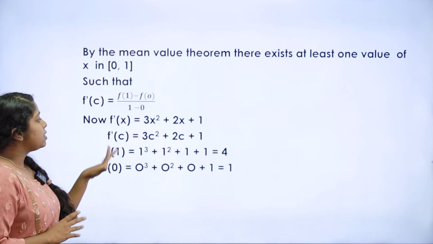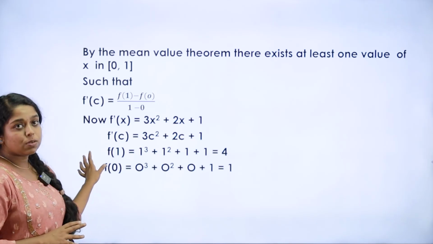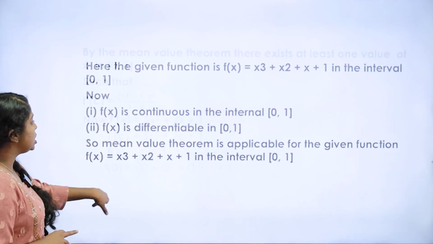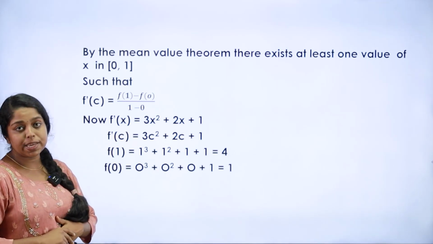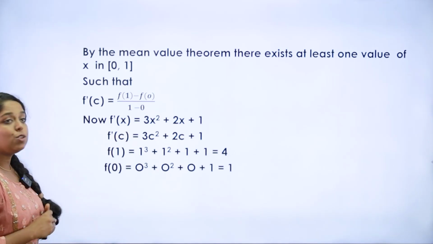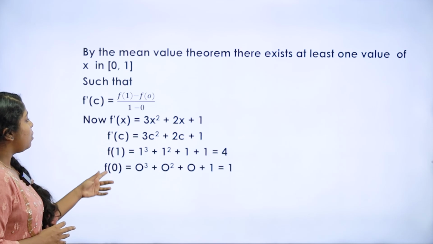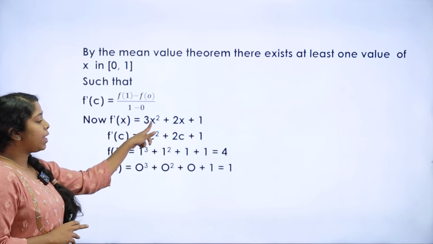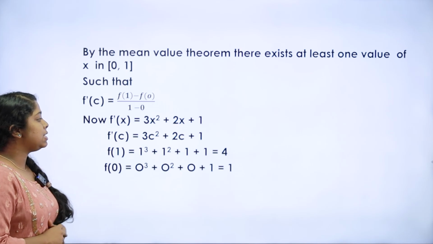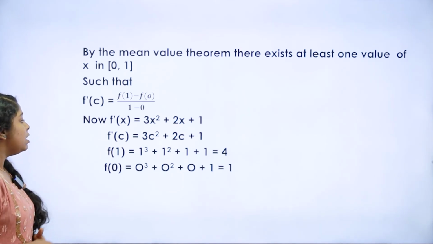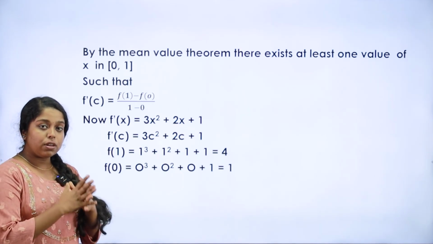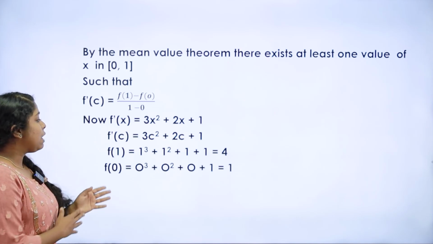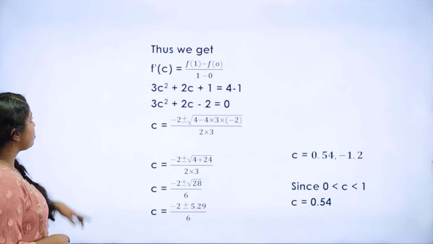We know that f of x is equal to x cube plus x square plus x plus 1. On differentiating it, we will obtain f dash of x is equal to 3x square plus 2x plus 1. So f dash of c, on substituting the value of x as c, we will obtain as 3c square plus 2c plus 1. Now substituting value of x as 1, we will obtain f of 1 is equal to 4 and f of 0 is equal to 1.